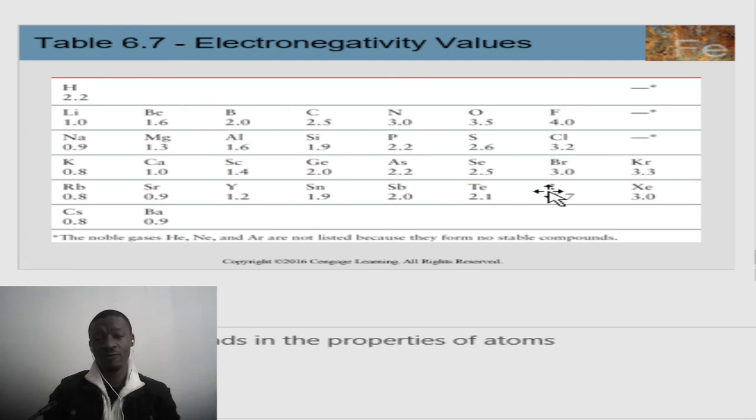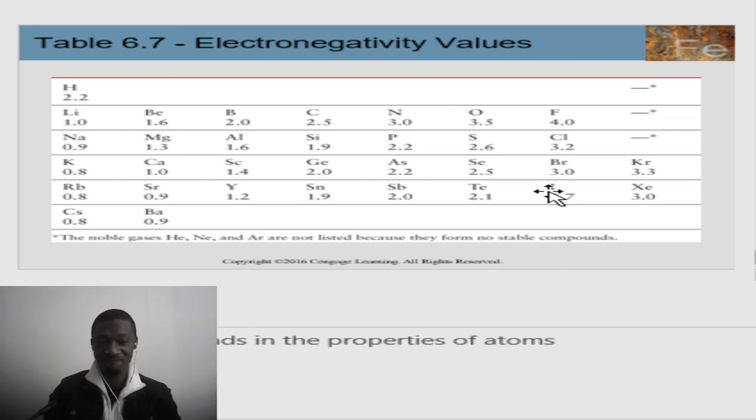Fluorine is 4.0. And if you see 4.0 and 0.8, that should remind you of your CGPA. Please try as much as possible to have a fluorine kind of CGPA and not a cesium kind of CGPA. Just a little joke there.